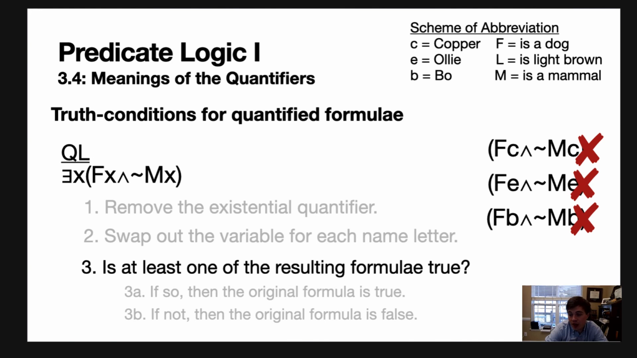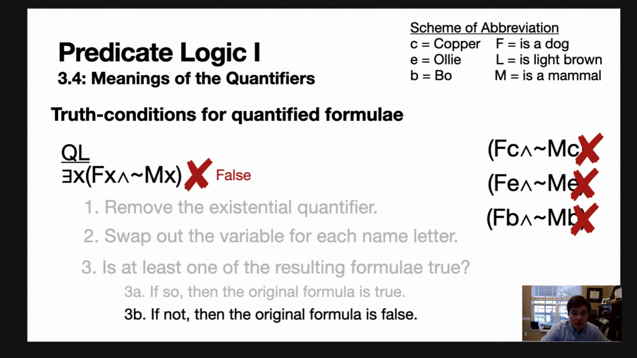In each case, what we find is that each way of swapping in a name letter results in a false conjunction. Why is that? Well, let's look at the first one. The first one says Copper is a dog and Copper is not a mammal. Well, Copper is a dog, but it's not the case that Copper is not a mammal, because he is a mammal. So what we have is a conjunction with one true conjunct and one false conjunct. That's enough to make the whole conjunction false. And of course, you can go down the list for E and B. Yes, both are dogs, but they're also mammals, and so their not-M is false.